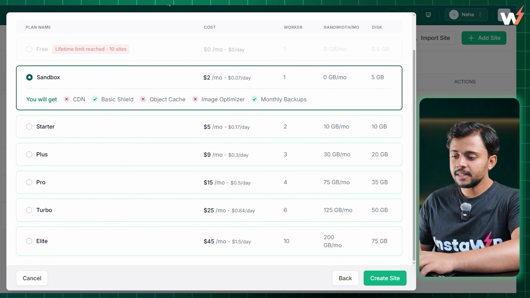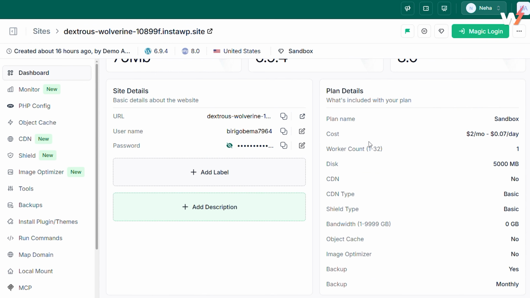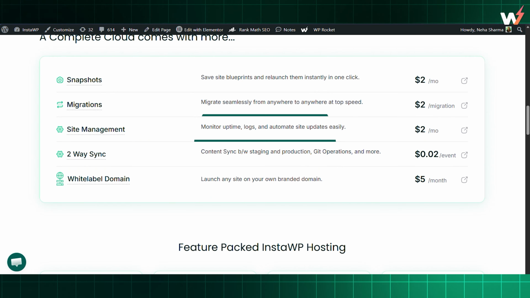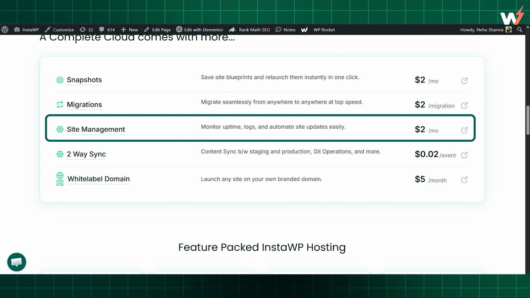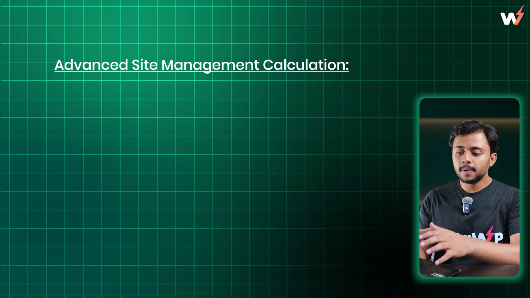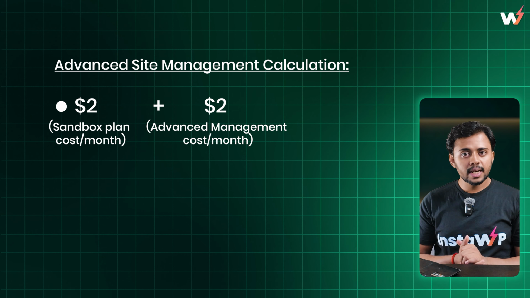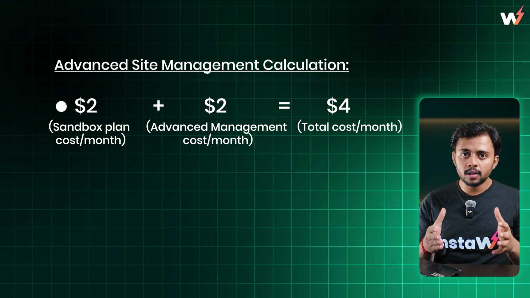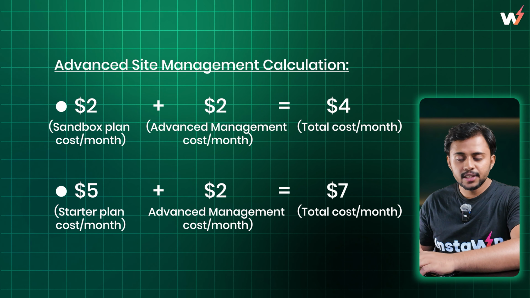So let's say you create a site on the Sandbox plan and keep it active for 1 full month. The Sandbox plan costs around $2 per month. Now if you also enable advanced site management for that site, that will add another $2 per month. So your total cost for that site for the month will be $2 for the Sandbox plan plus $2 for advanced site management, which amounts to $4 for the month. The same logic applies to starter plan sites as well.